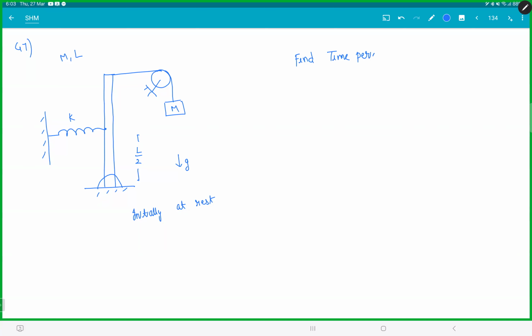This could be a good more than one choice question. Find time period for small oscillations and find the value of M for the system to oscillate, or find the condition so that there is an SHM. So they can ask you things like that. You will see once you get the time period, you'll realize there is a chance that system will not oscillate. Oscillations. Let's get this.